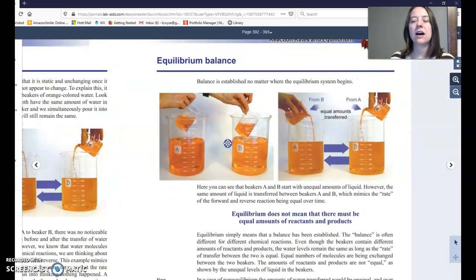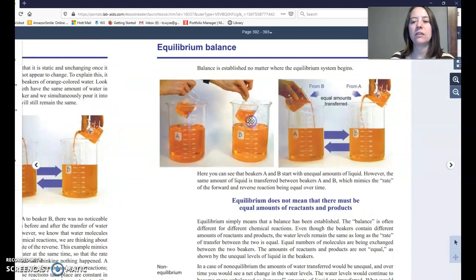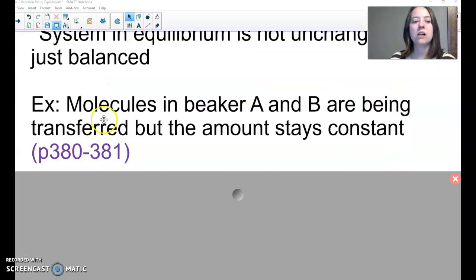So let's look in our books on page 381. Looking here, same thing. If we were to do that again, we would have equal amounts transferred, and it looks like the amount has stayed the same. So the molecules are being transferred, but the amount stays the same, so that system is in equilibrium.